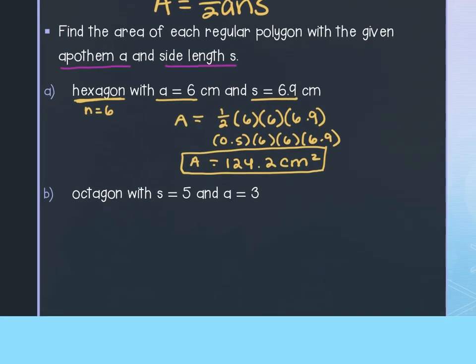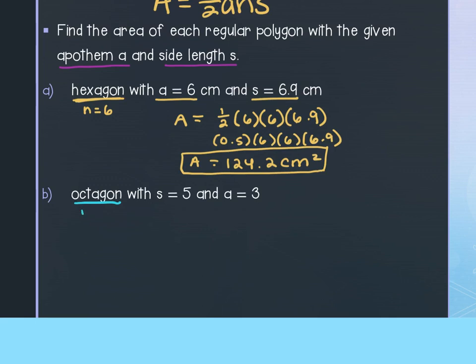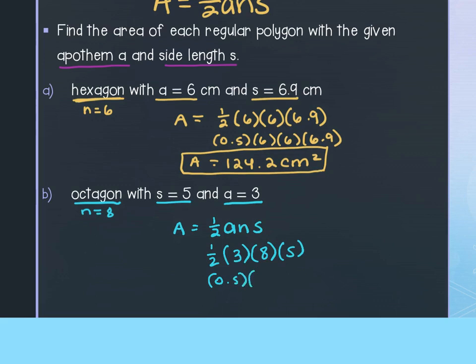B is an octagon, which means N is 8, S is 5, and A is 3. So again, area equals 1/2 A, N, S. 1/2 times A, which is 3, number of sides, which is 8, length of each side, which is 5, and on the calculator, I'm going to type in 0.5 times 3 times 8 times 5, and I'd get 60. This time there's no unit, so it's just units squared.